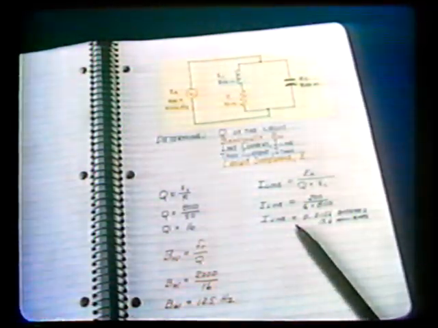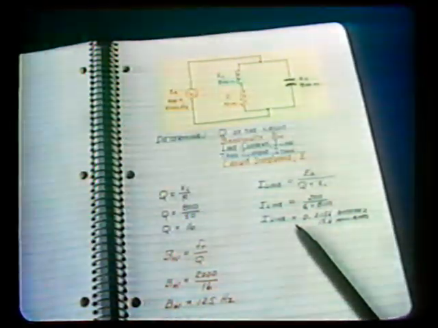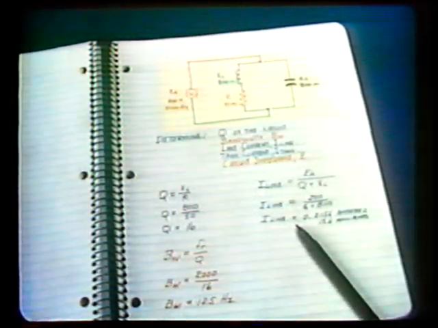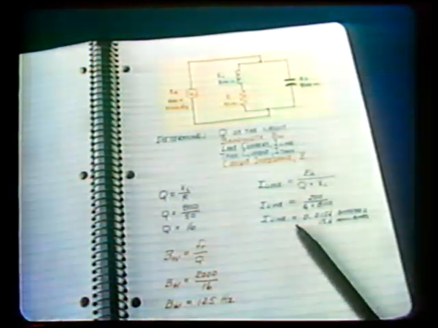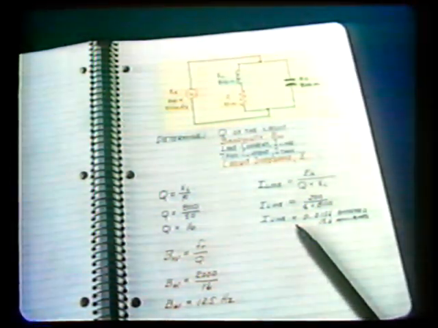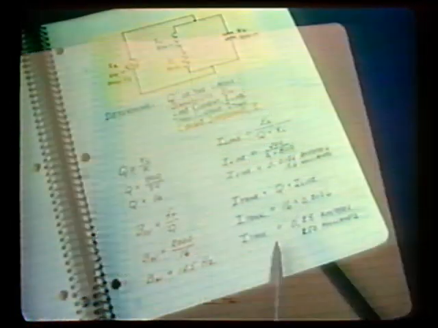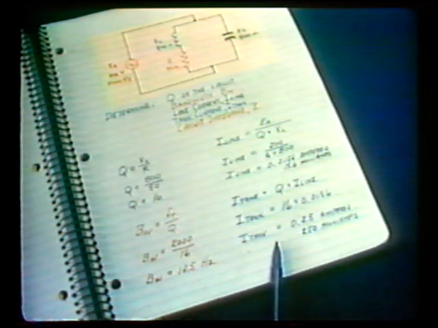Line current equals E applied divided by Q times XL. I line equals 200 over 16 times 800. I line equals 0.0156 amperes, or 15.6 milliamperes. The circulating current in the tank circuit, I tank, equals Q times I line. I tank equals 16 times 0.0156. I tank equals 0.25 amperes, or 250 milliamperes.